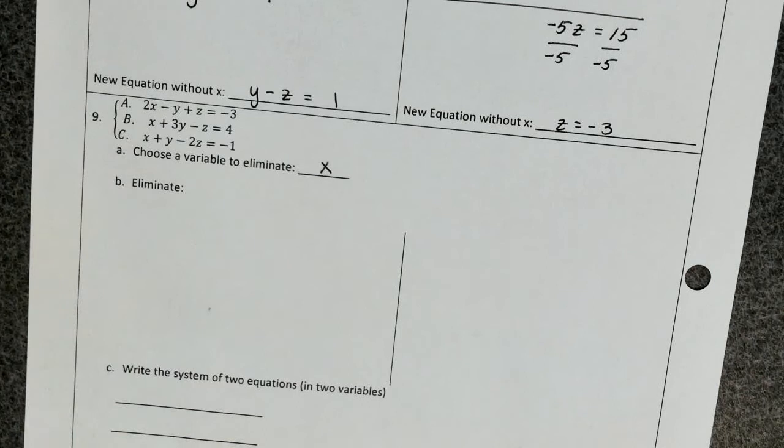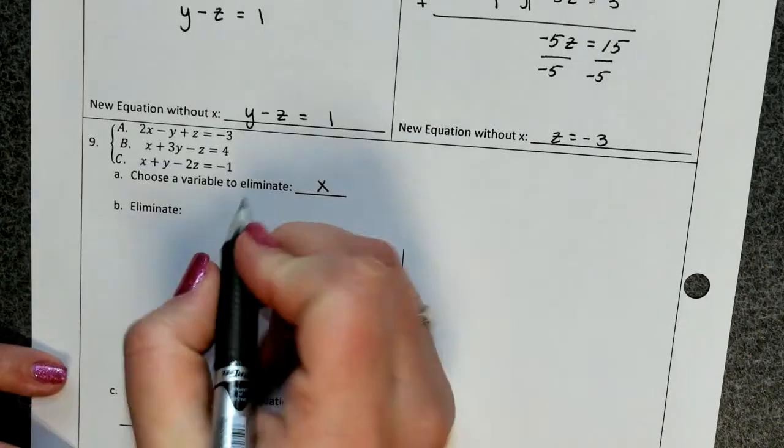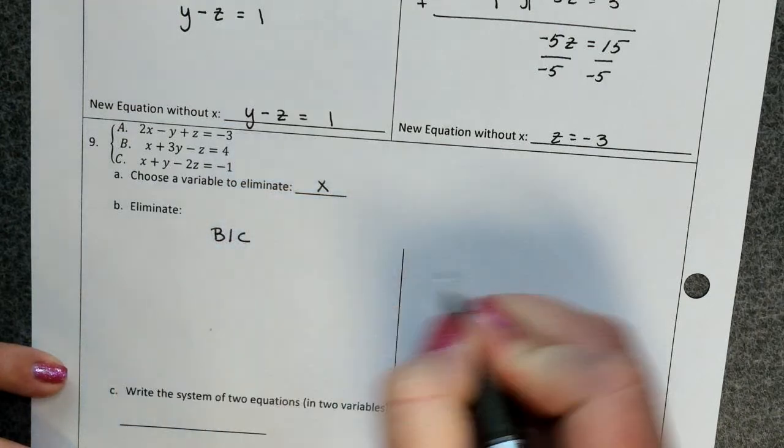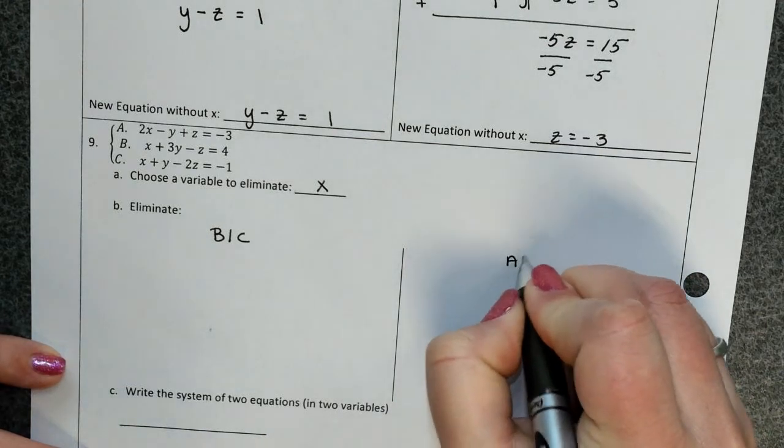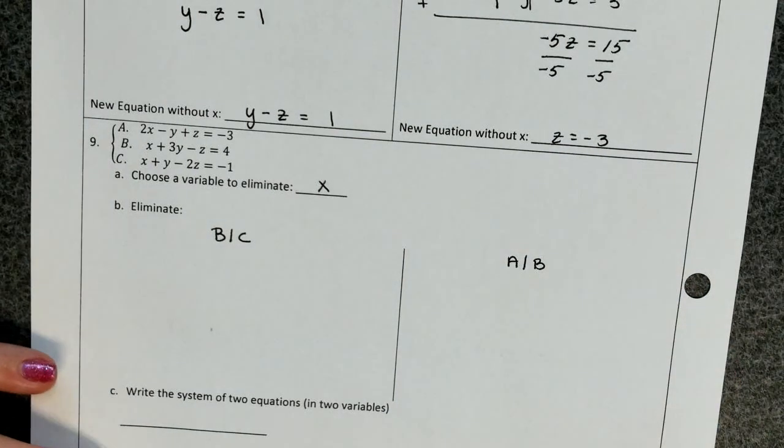Pick 2 of them. Which 2 equations do you want to combine? B and C, okay. We'll do B and C. What's another combination you want to do? A and B. A and B or A and C, it doesn't matter. Well, you only have to do it twice. You don't have to do it all 3 times.